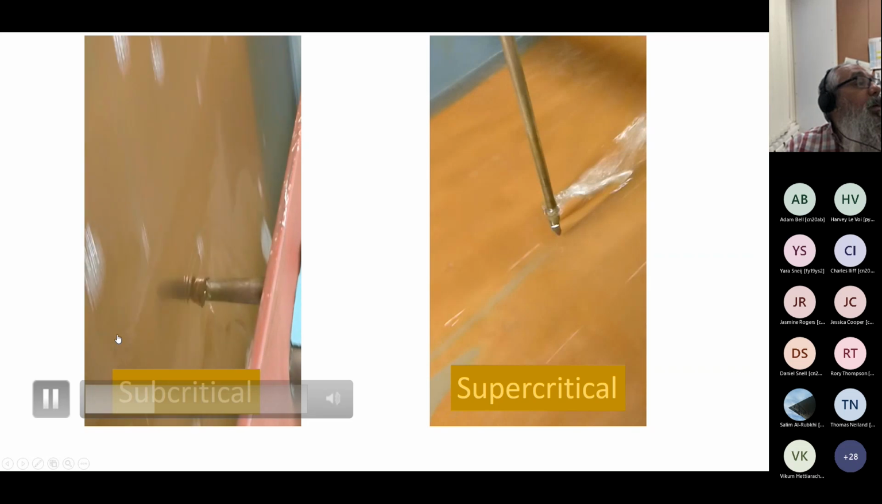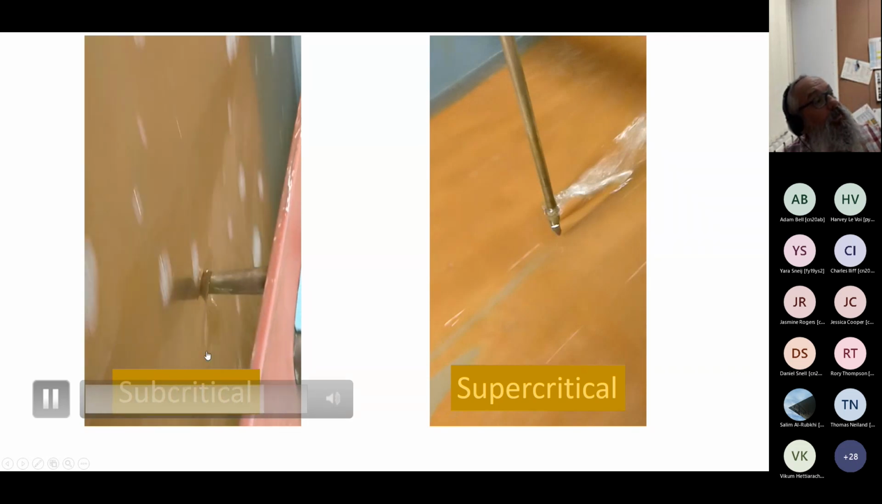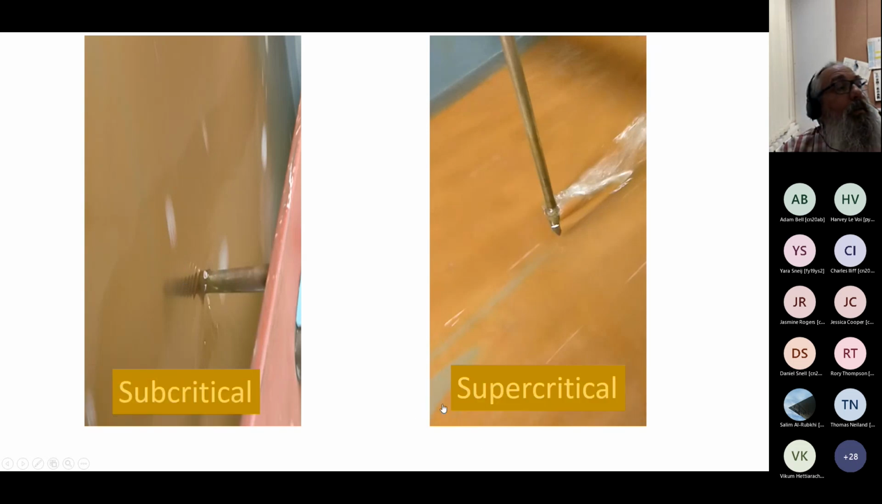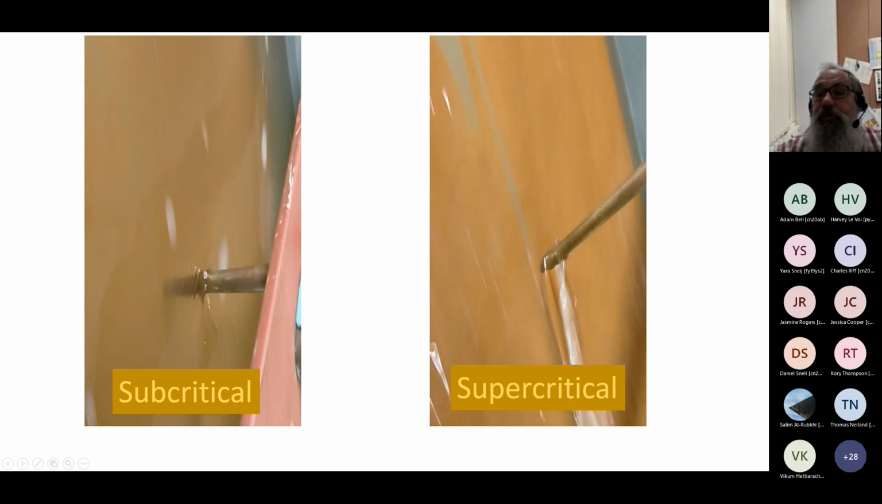Here's a picture, not a very good video, of subcritical flow. The thing about subcritical flow is you get slight little waves going upstream, and the difference in supercritical flow, you get very little reflection, if none, and it's all going downstream.